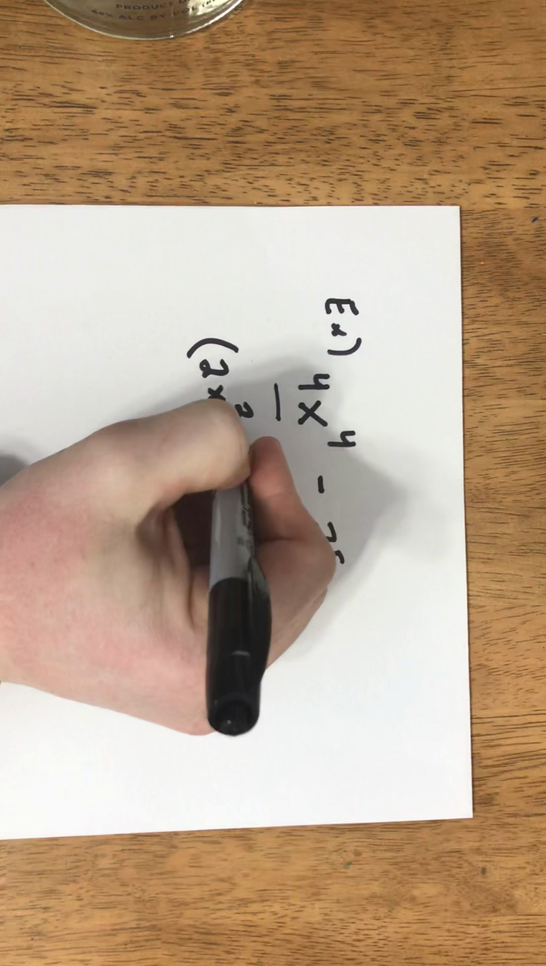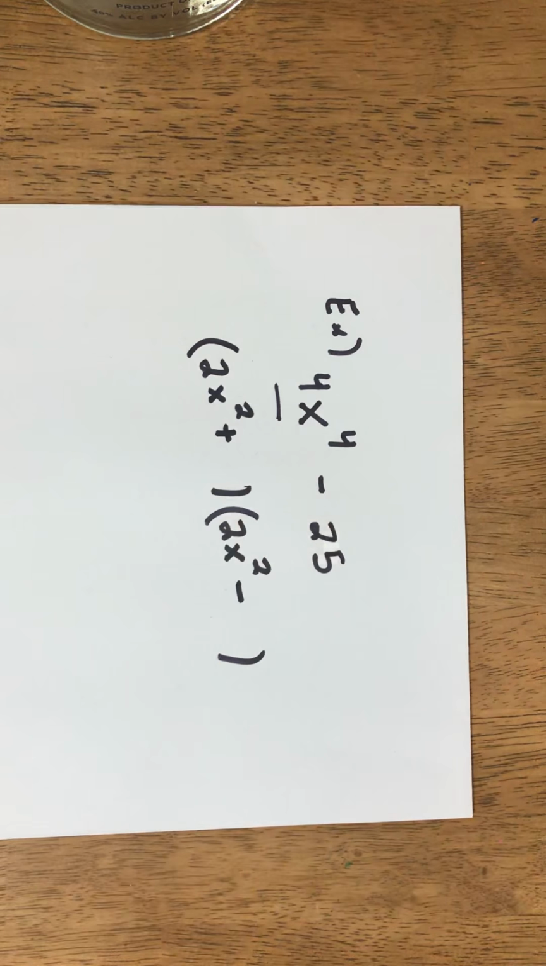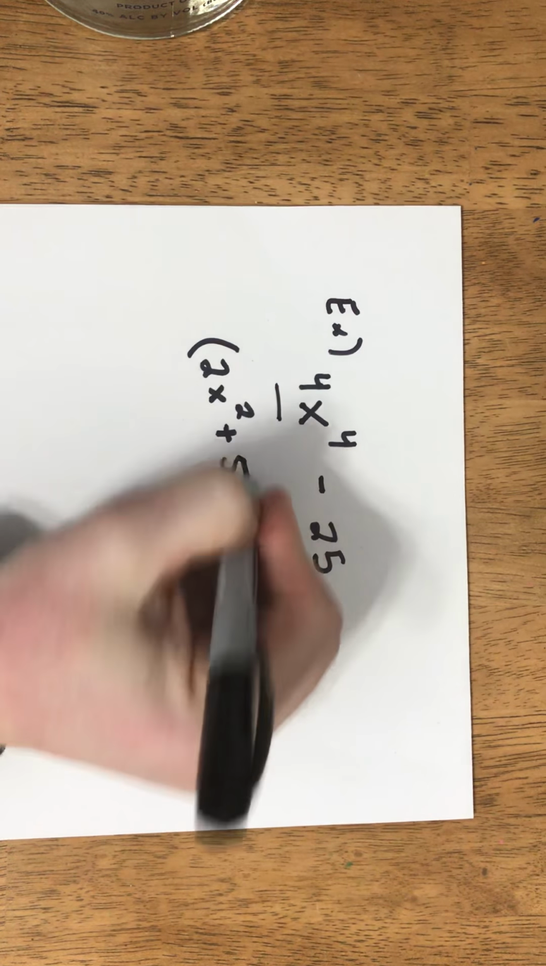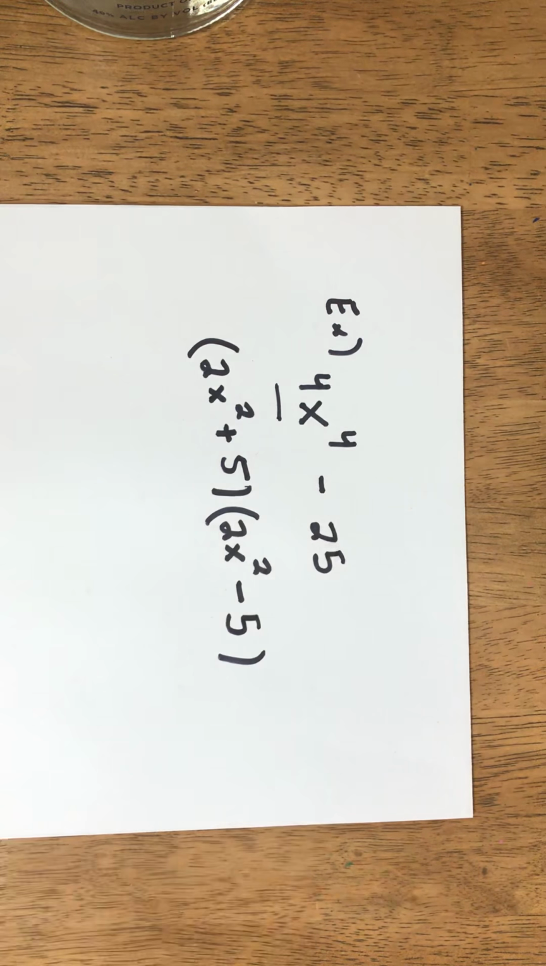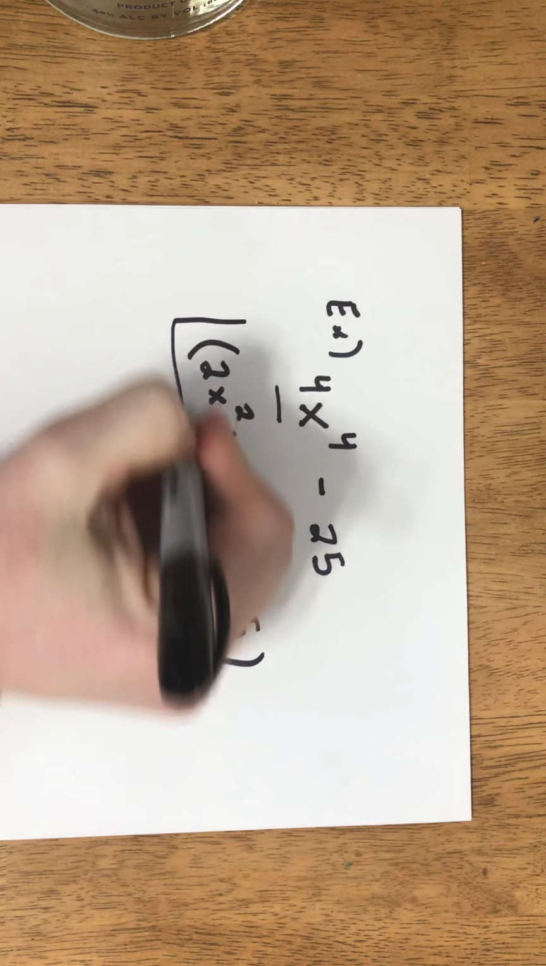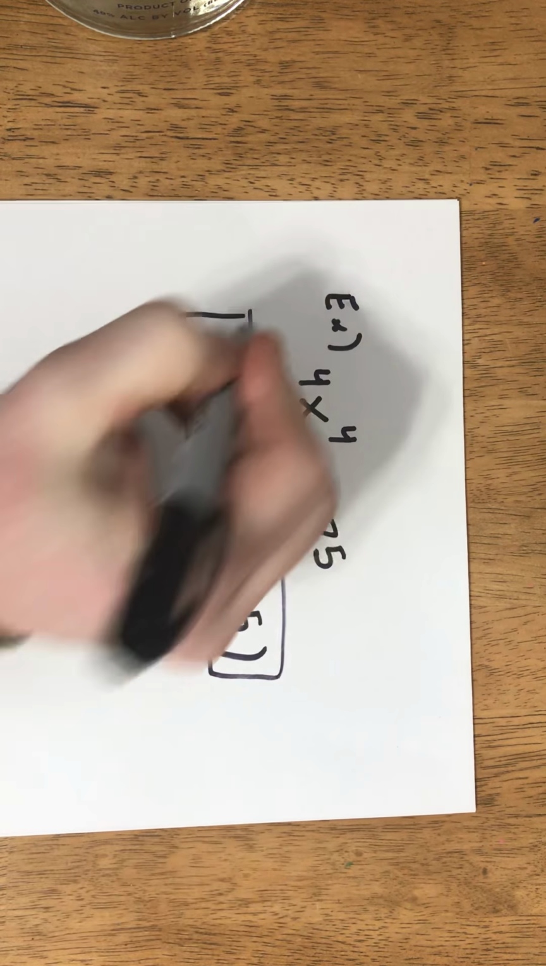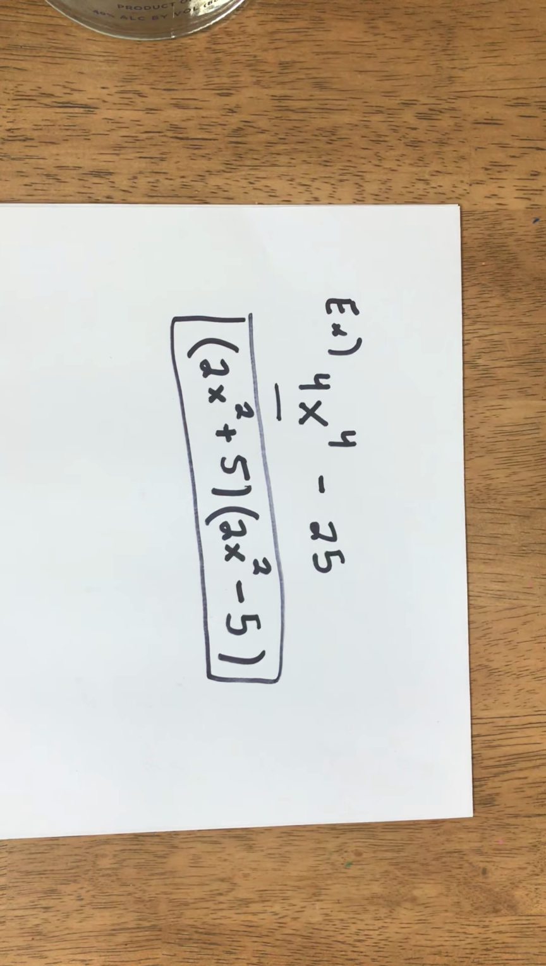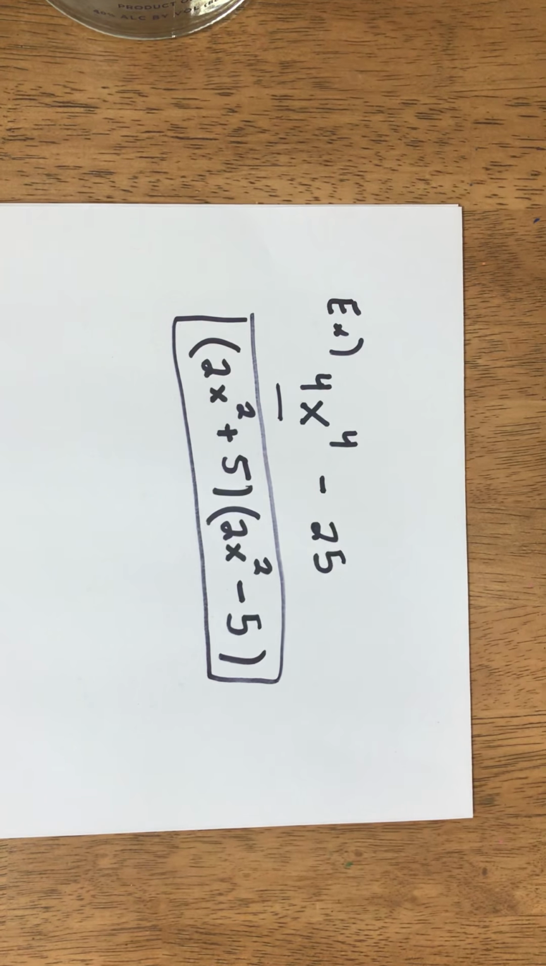Now I know I'm going to need a plus and a minus. And then the square root of 25 is 5 and 5. So my answer here is going to be 2x squared plus 5, 2x squared minus 5. If I can't take the square root of both terms, then that's going to be something that we can't factor at this moment.